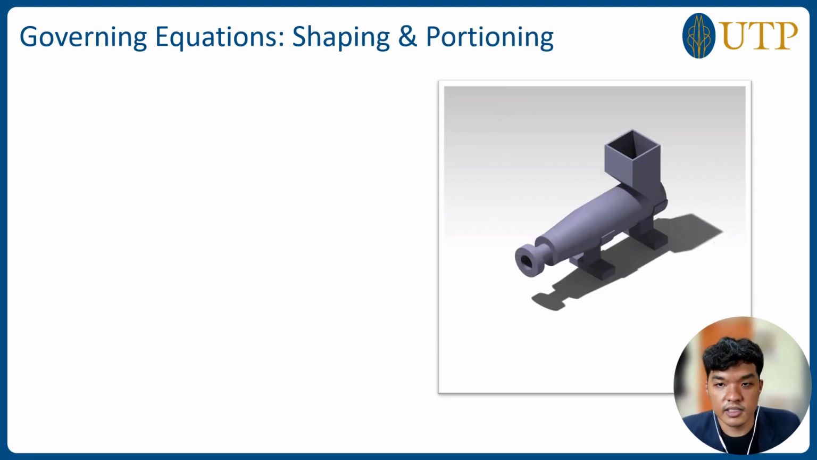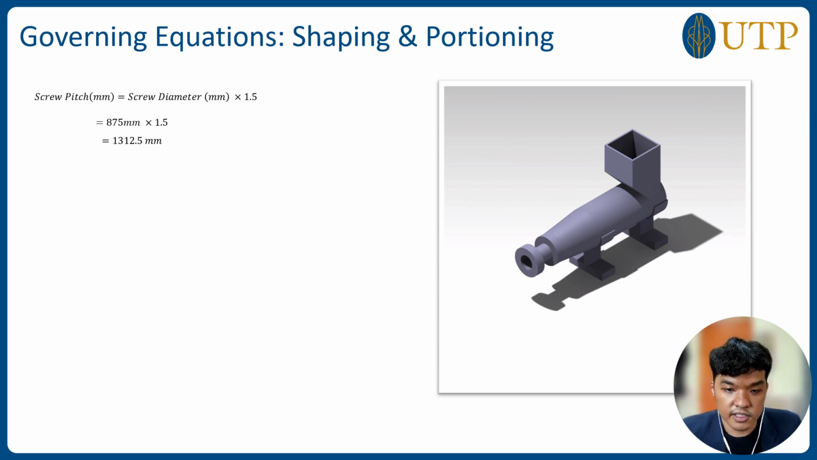Now for the last communication is for the shaping and fashioning. So firstly, the screw pitch equation. The formula relates the screw pitch to the screw diameter. The screw pitch determines the distance between consecutive threads of the screw, which in turn influences the conveying information of the Belacan as it moves along the conveyor. So based on the formula, the calculated screw pitch that we get is 1312.5 millimeter.